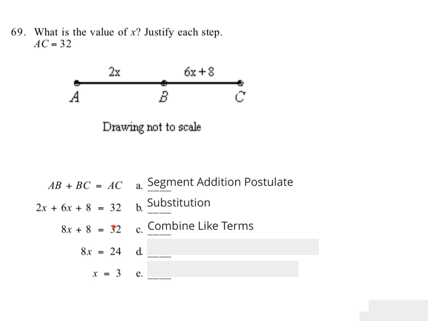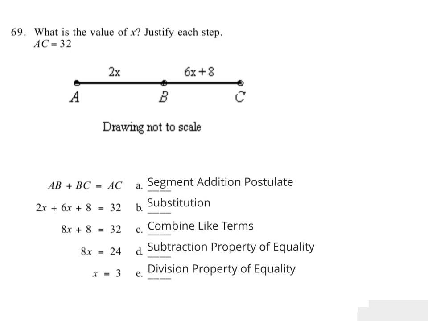Now, how do you get from here to here? They took off 8 from each side to get rid of that. And when you take away or subtract, that's the subtraction property of equality. And finally, going from here to here, they divided both sides by 8. And of course, then that's the division property of equality. And there we are.